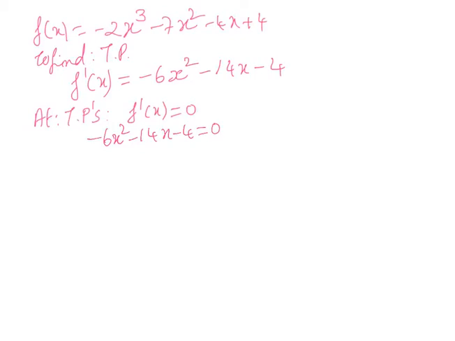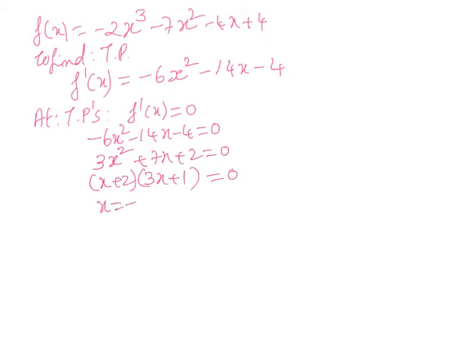Now I solve for x, so I'll make everything positive. I divide by negative 2, so it gives me 3x squared plus 7x plus 2 is equal to 0. I can factorize, or I can use the quadratic formula to solve for x. I factorize: x plus 2 times 3x plus 1 is equal to 0. So these are the two factors, and I get x is equal to negative 2, x is equal to negative 1 over 3.